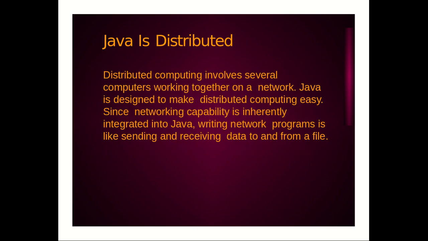Java is a distributed programming language. Distributed computing involves several computers working together on a network. Java is designed to make distributed computing easy, since networking capability is inherently integrated into Java through the java.net package, in which a list of API classes and interfaces is available for network programming. Similarly, programmers working at different locations can also develop programs and then integrate them as a single application.